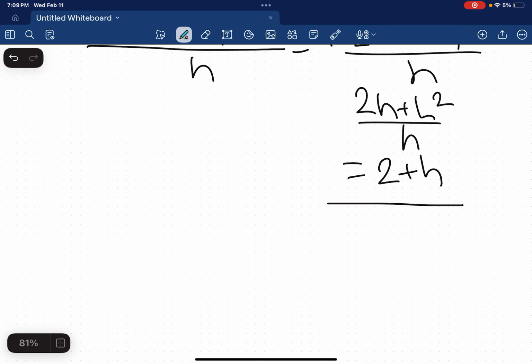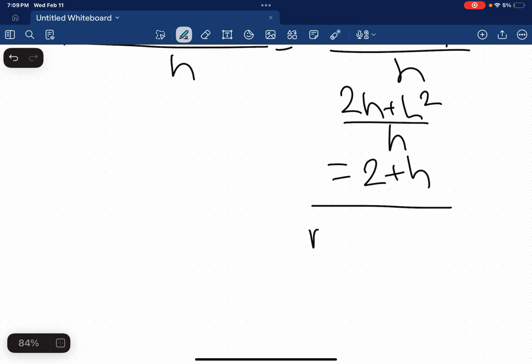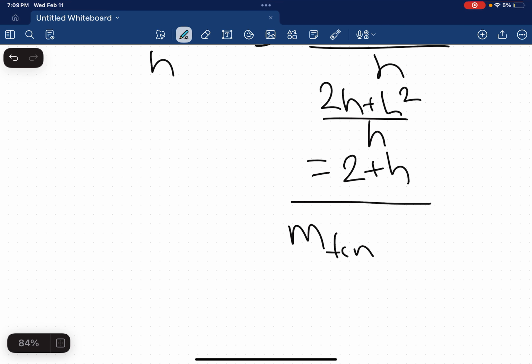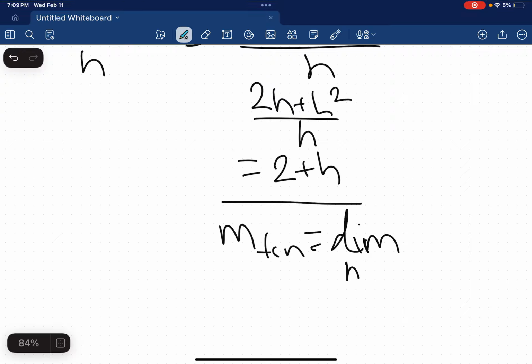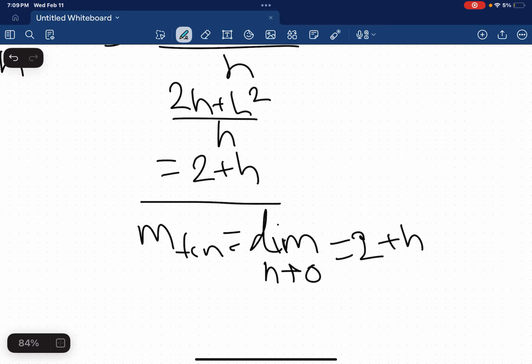Which means that what it's asking, hence it is the gradient of the tangent. Okay. We know that the tangent gradient is going to be the limit as h approaches 0 of the secant gradient, which in this case is 2 plus h, which means that that is 2. And that is our answer.